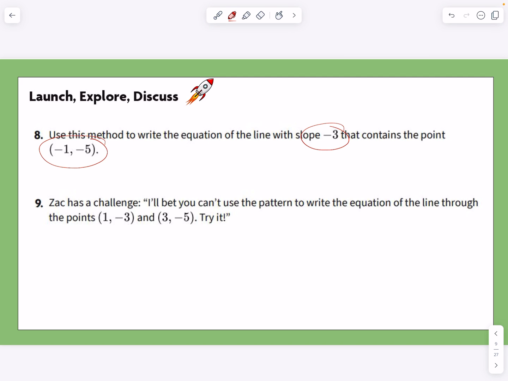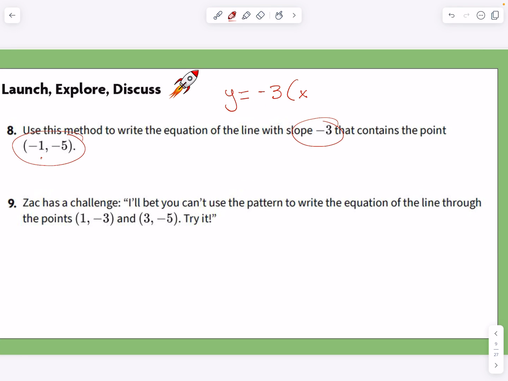So if you remember our point slope form, you would say, well, you take your slope, -3, and then you do your x1, which is -1. Oh, sorry. We say our x value, which is x minus a -1, in this case here, -1. And then we add our y value, which is -5 there.